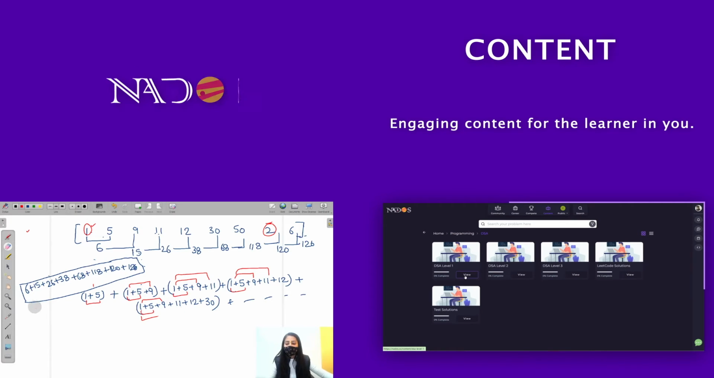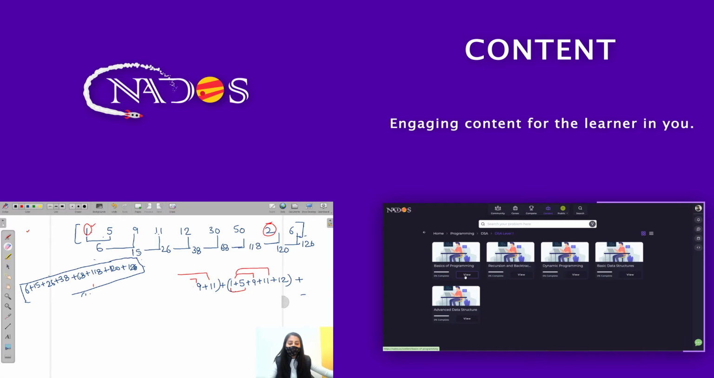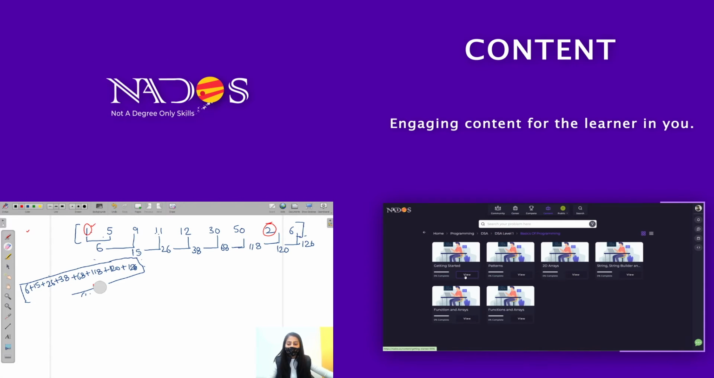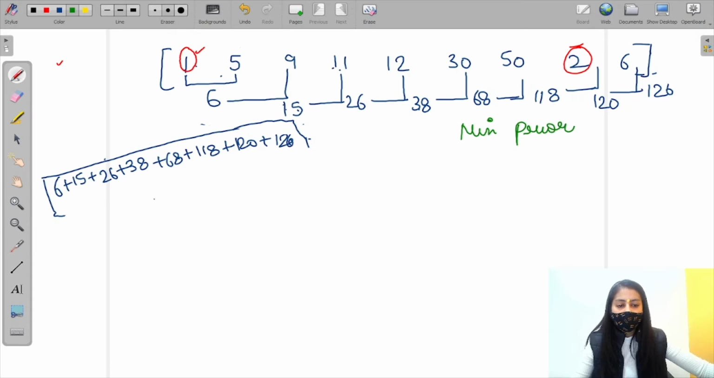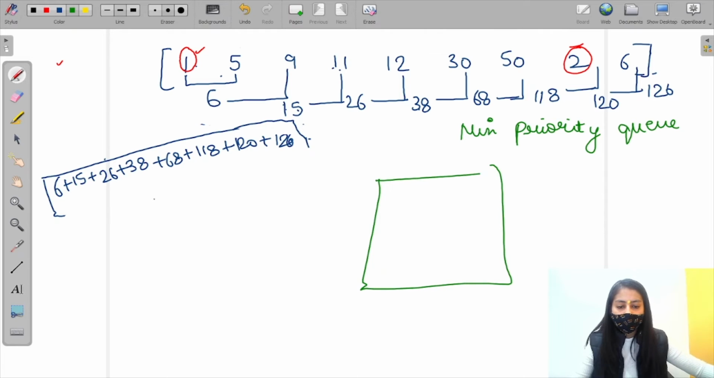So here what we can use is a priority queue, right? We can use the min priority queue. A min priority queue will always give me the minimum elements, right? So this is our priority queue. I will put all these elements in my priority queue: 1, 5, 9, 11, 12, 30, 50, 2 and 6, right?